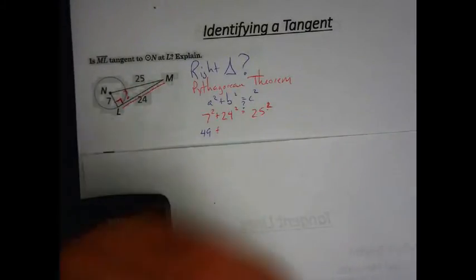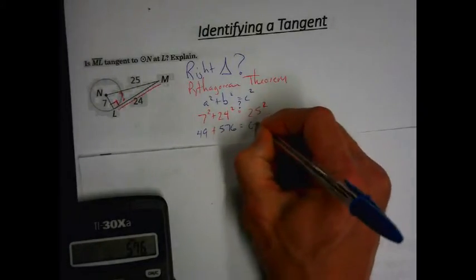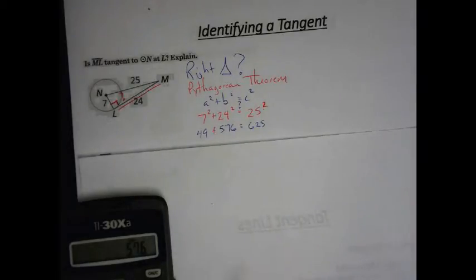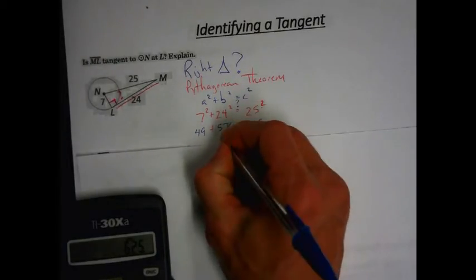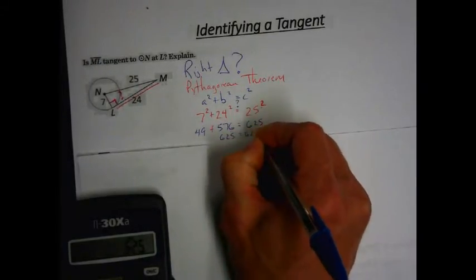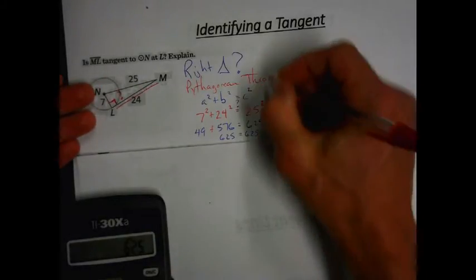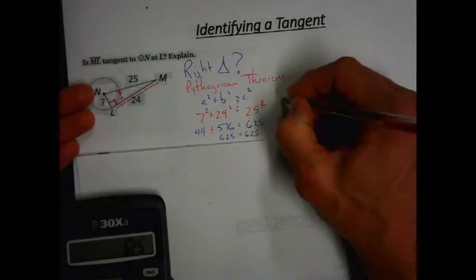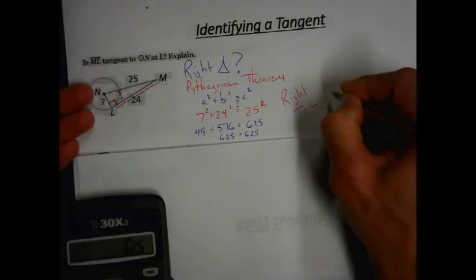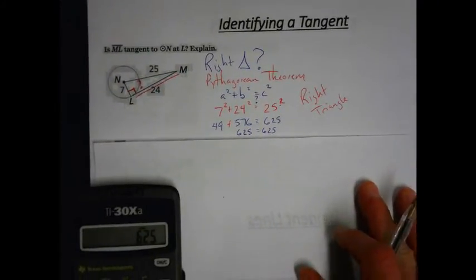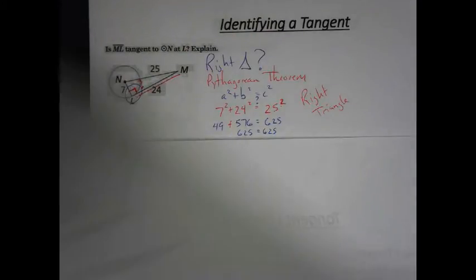So is that 25 squared, which is 625? Okay, so we add up 49 and 576, and we realize, no, wait a minute, yes, that is 625. So we have a Pythagorean triple on our hands. And now we know with a Pythagorean triple, we have a right triangle. And since we have a right triangle, we have a right angle. And since we have a right angle, we have perpendicular. And since we have perpendicular, we have tangent.